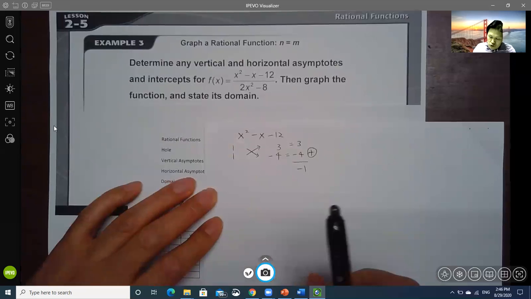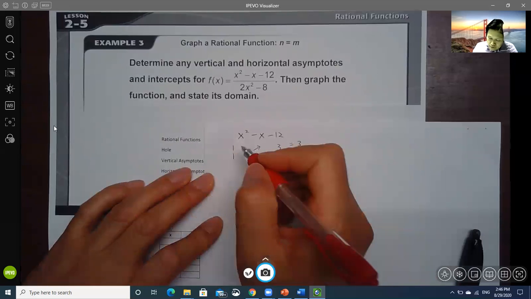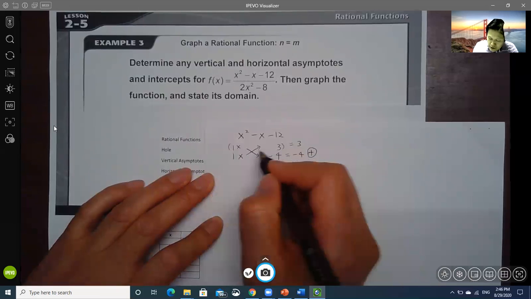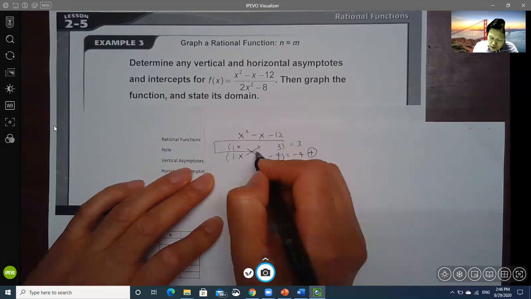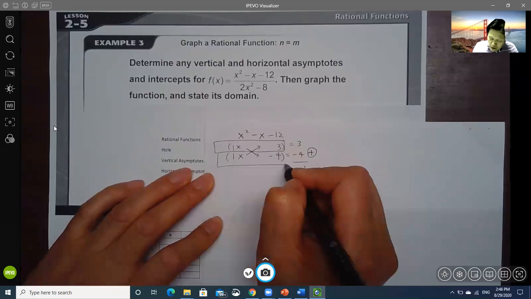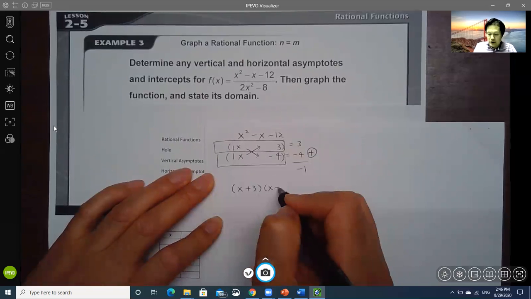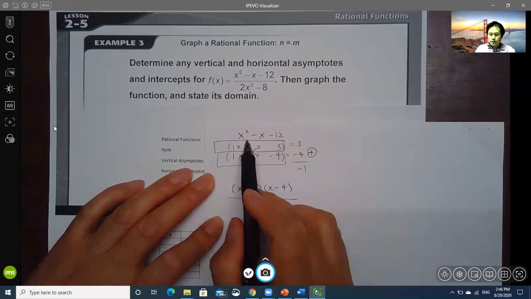Then what? You need to write x here, parenthesis. First floor, second floor, write it down. X plus 3, x minus 4. I did factor the numerator.